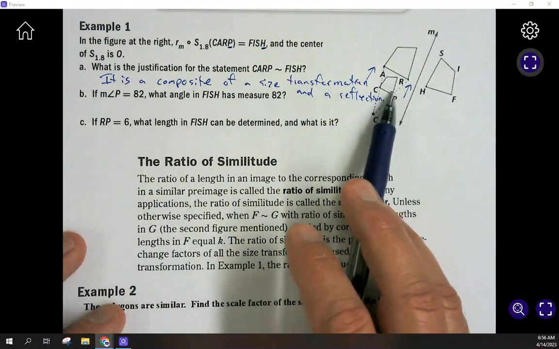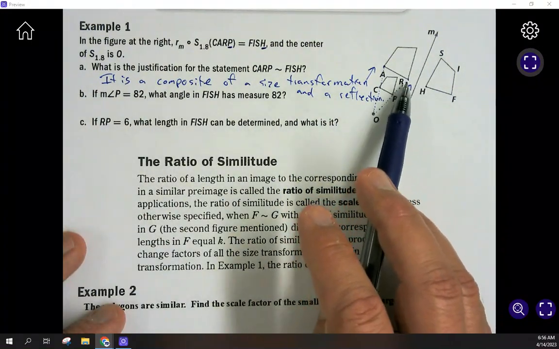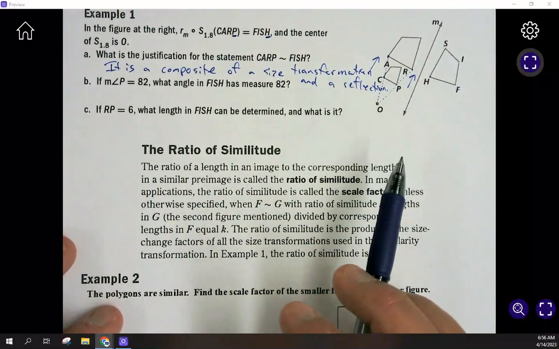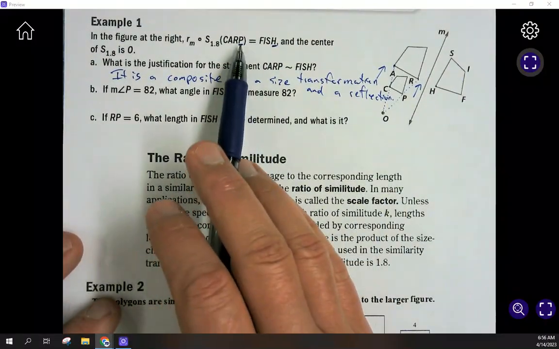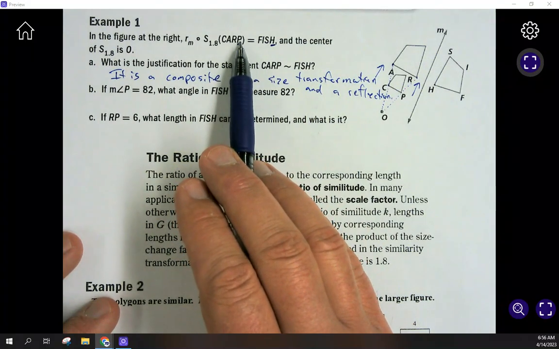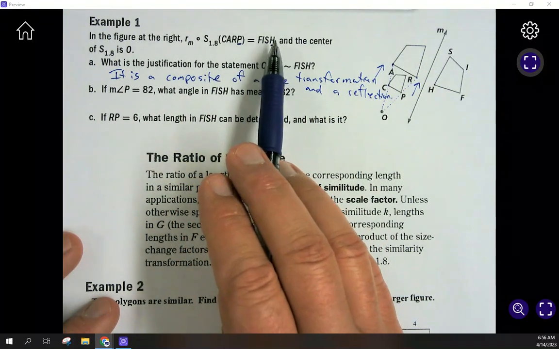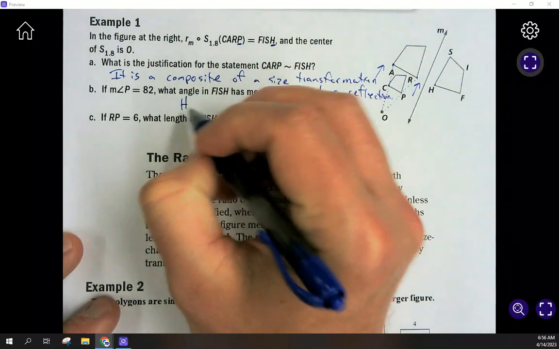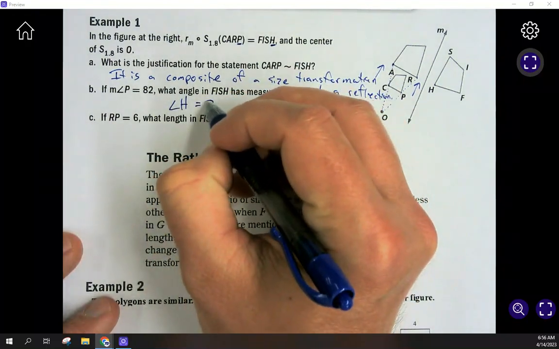So yes, we followed in the picture and we saw P became R and then became H. So those are the same angle, and angle measure does not change. So those would both be 82 degrees. But we can also always go back here, even if we didn't have the picture. And if they told you P was 82, I know the matching corresponding angle is going to be sitting in the same position. So angle H equals 82.